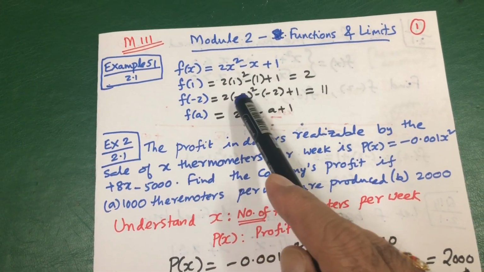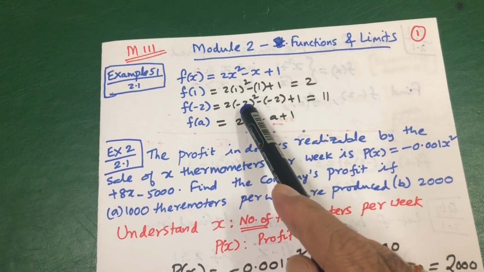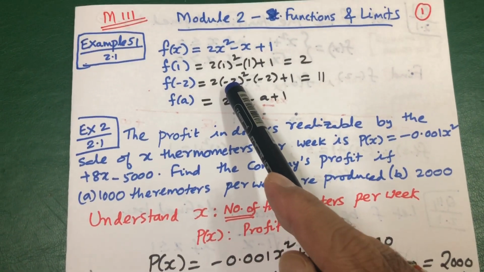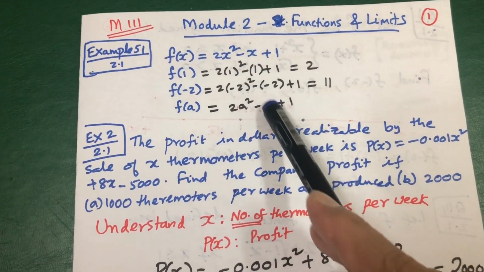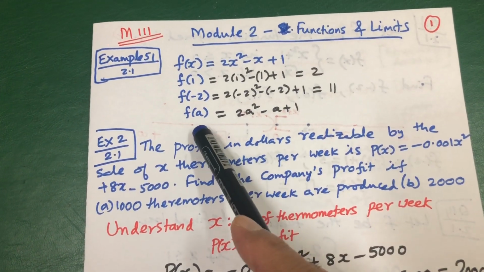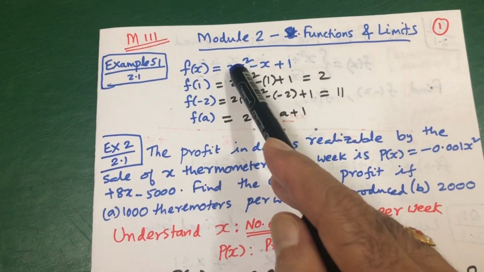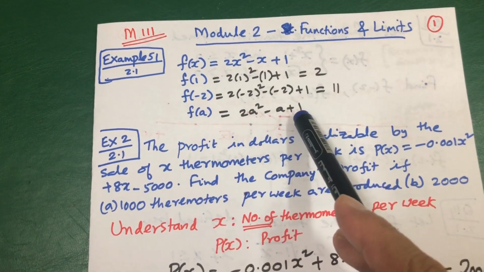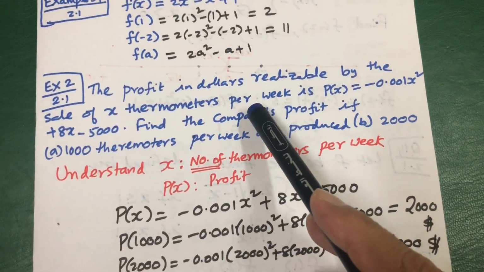Whenever you have minus, always keep a bracket so that the calculator will understand it better. 2(-2) square minus (-2) minus 1. Use calculator, you get 9. f(a) is replace x with a, so 2a square minus a minus 1. See this? This is a problem in English.